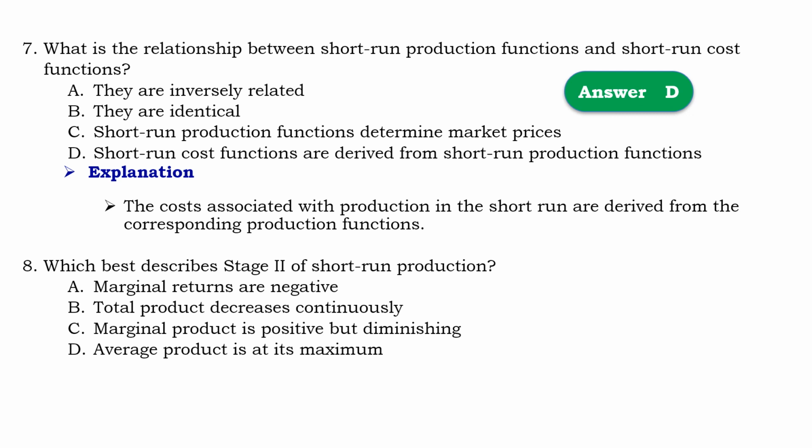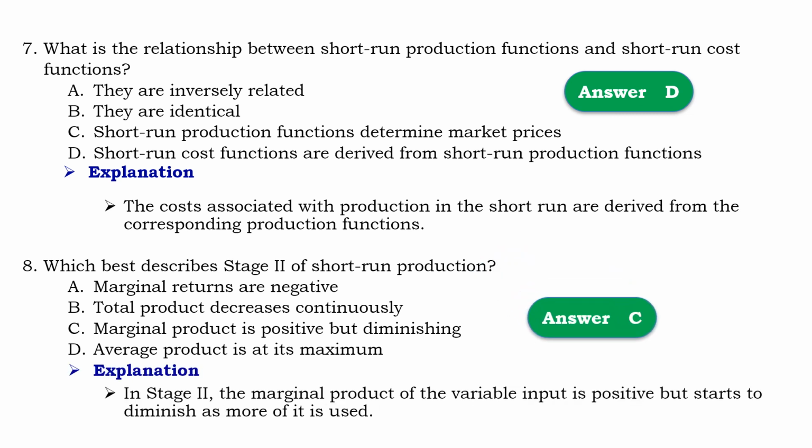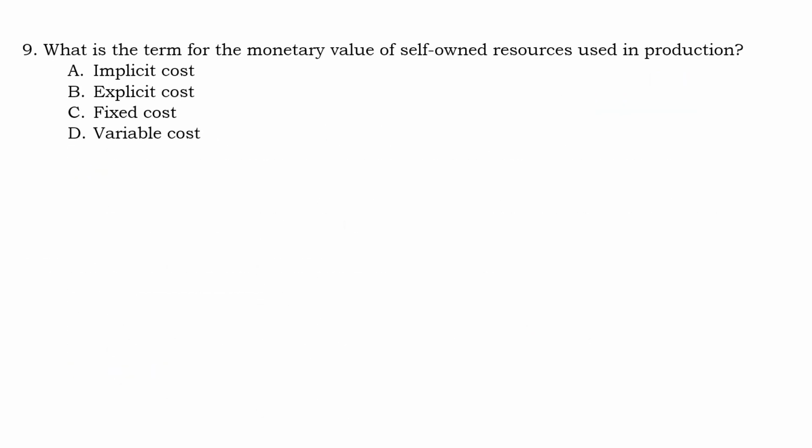Question number 8. Which best describes stage 2 of short run production? So that should be C, marginal product is positive but diminishing. Means that in stage 2, the marginal product of variable input is positive but starts to diminish as more of it is used.